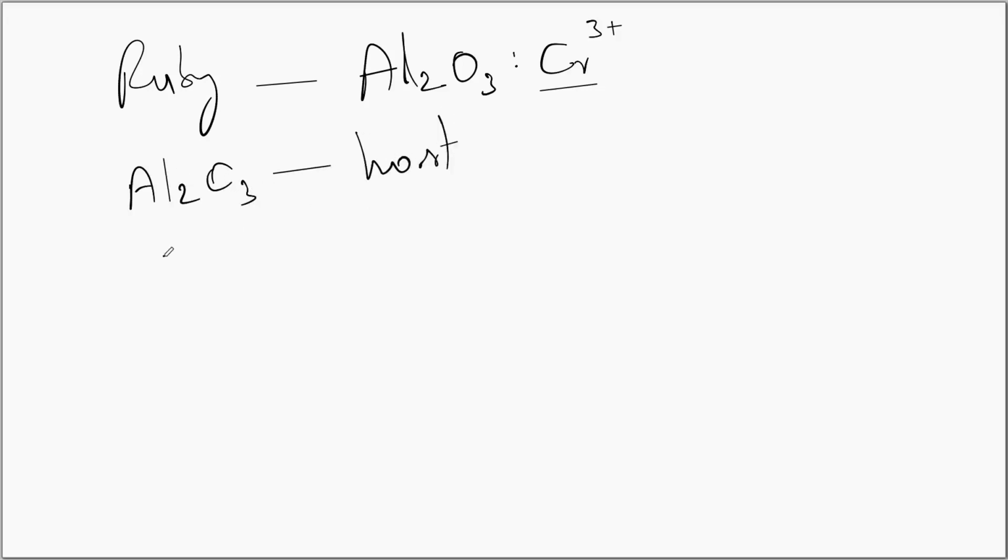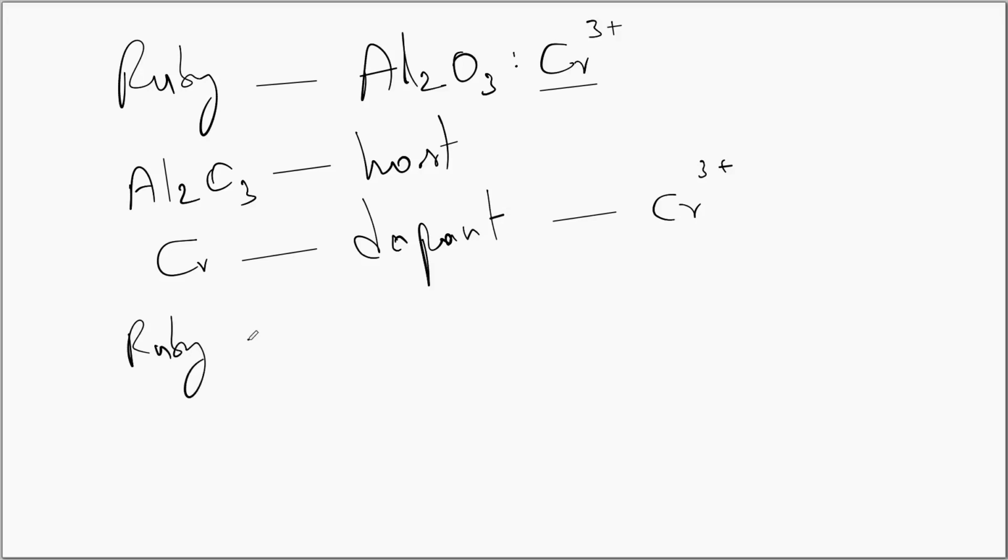The chemical composition of ruby is aluminum oxide doped with chromium 3+. The chromium in aluminum oxide will be present in the 3+ form. Here aluminum oxide is the host crystal and chromium is the dopant. The dopant will be present in chromium 3+ state.